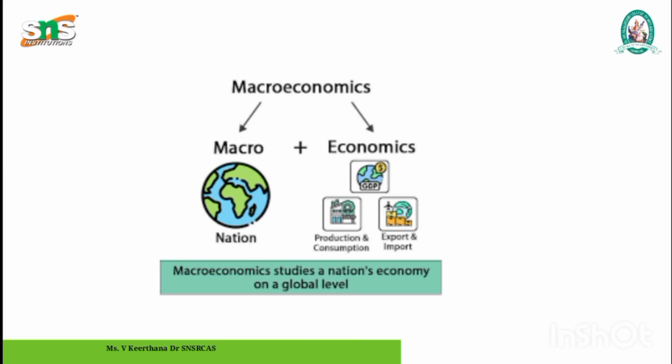Next is scope of macroeconomics. First one is aggregate economic indicators. Macroeconomics focuses on broad indicators like GDP, unemployment rates, inflation, and interest rates to assess the overall economic performance. Second one is economic stabilization. It aims to stabilize economies through policies designed to control inflation, reduce unemployment, and promote growth. Third one is global economics. The scope extends to international economies, examining trade policies, exchange rates, and global impact of national economies.